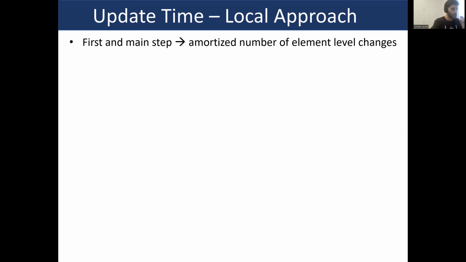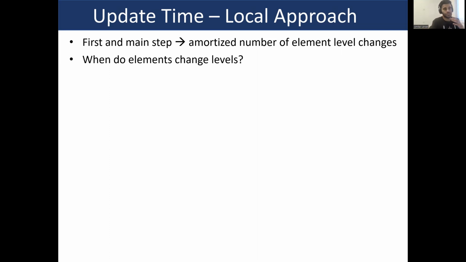Now when we want to analyze the update time here, our first and main step is to analyze the amortized number of element level changes. Because after each element level change, we want to update the sets that contain this element, so that they know if they need to do a rise or a fall. So it needs to update the relevant data structures, but the main challenge here is to analyze the number of element level changes. After that, it's a bit more technical, dealing with relevant data structures, etc.